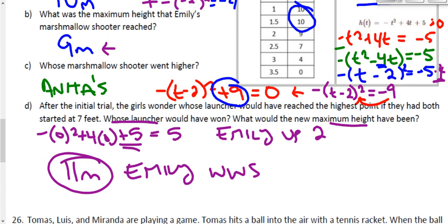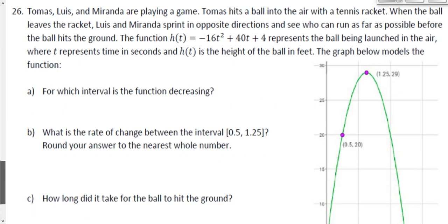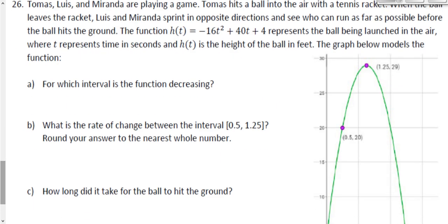All right. Last but not least, for this topic, we're going to look at question 26. Thomas, Lewis, and Miranda are playing a game. Thomas is hitting a ball into the air, and Lewis and Miranda are just running wildly for basically no reason. Okay. So here's a function that represents the ball being launched into the air. T is representing the time in seconds. H of t is the height of the ball. So this graph is modeling the function, so it's a representation.